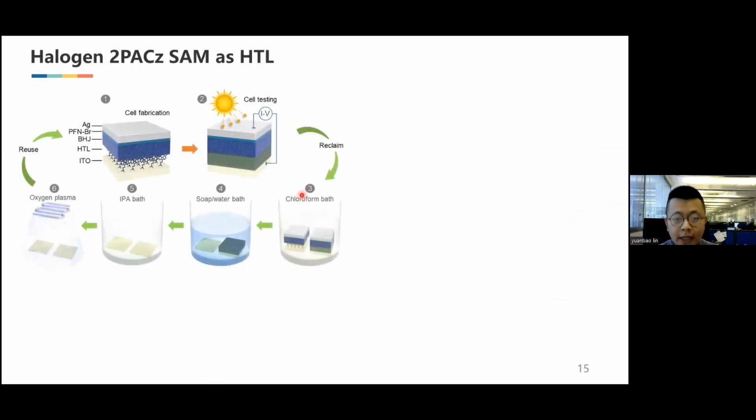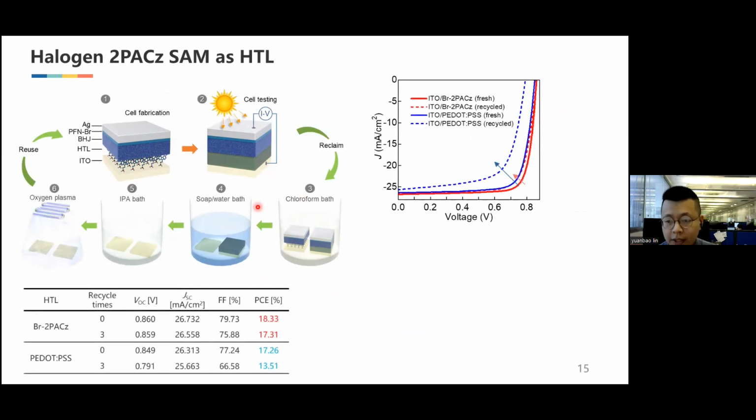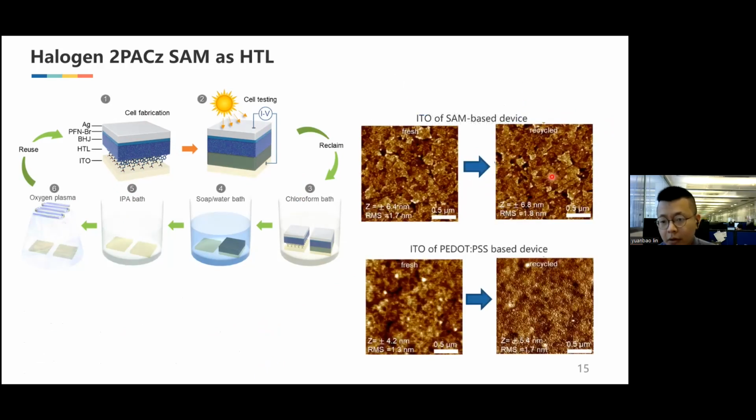We also tried to recycle the ITO substrate after the testing and reuse the ITO again and again. After 3 times, with PEDOT:PSS the ITO is degraded a lot, from 70% to 30%, but for the SAM-based one, it only degrades a little bit, about 1%. This is because after recycling, the morphology of the ITO/SAM didn't change, but for the PSS, we can see the morphology change a lot. This is the degradation of the ITO I mentioned before.